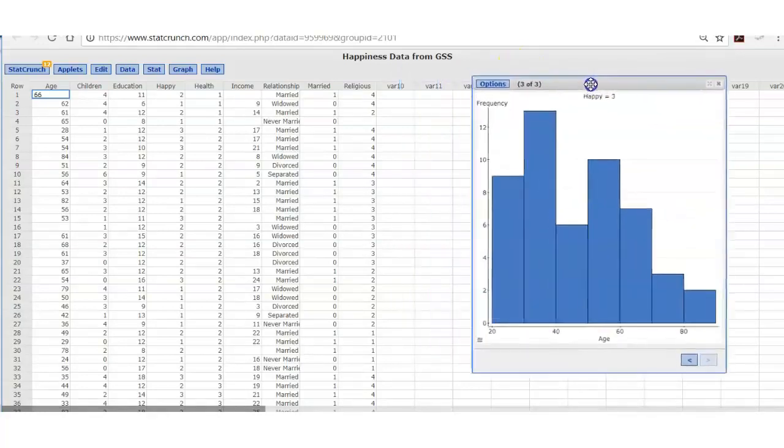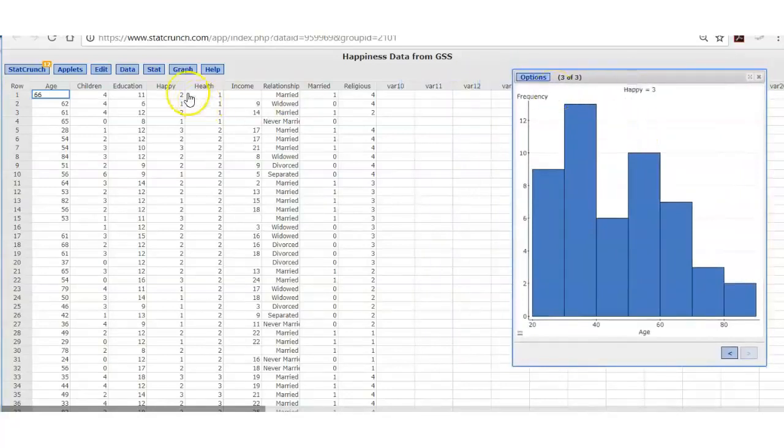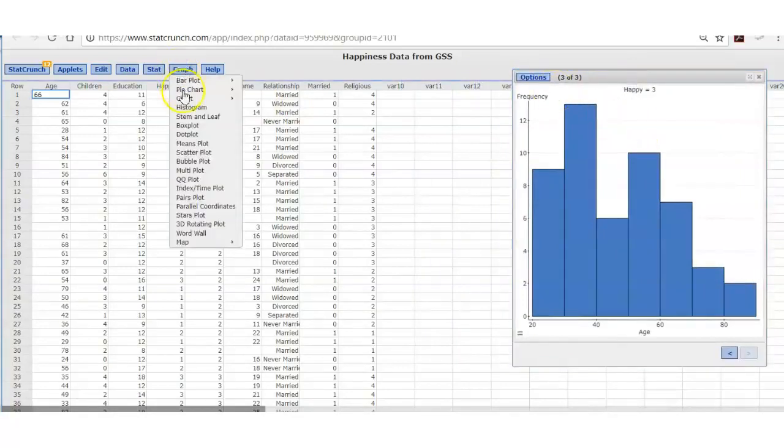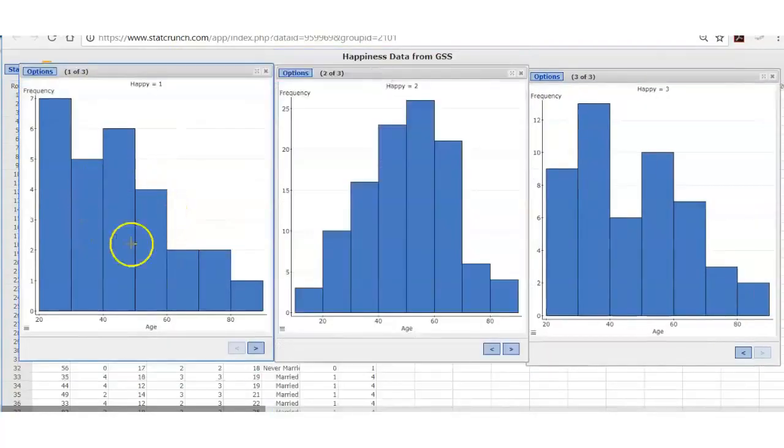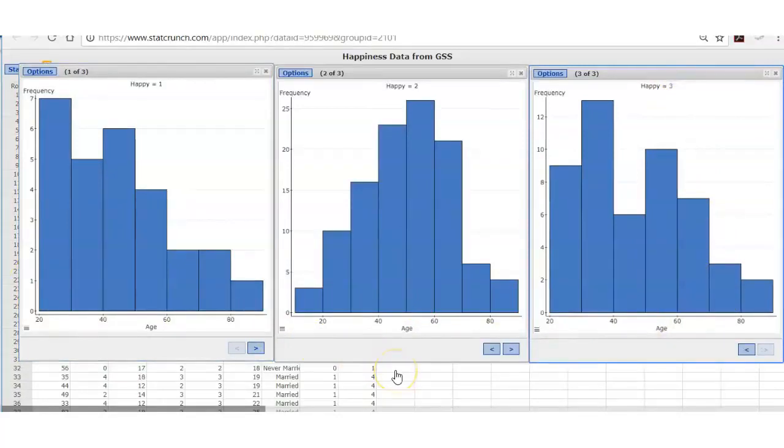Now, if you're doing this in StatCrunch, if you want to have these three graphs side by side, then really you just have to do the three separate. So you have to do this 3 times in a row. Here's our not very happy, here's our pretty happy, and here's our very happy. And we can see the differences in what those look like.